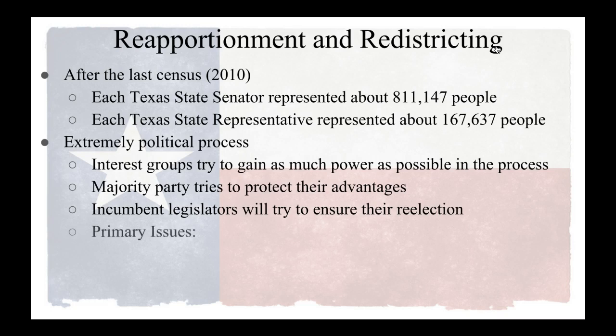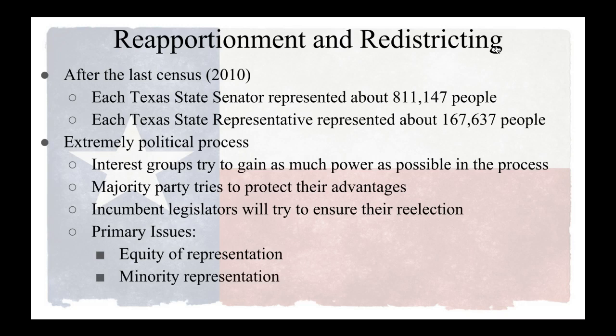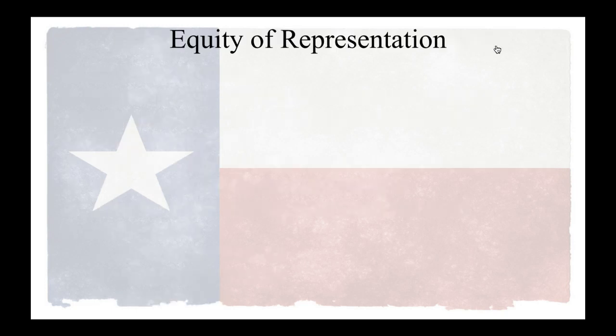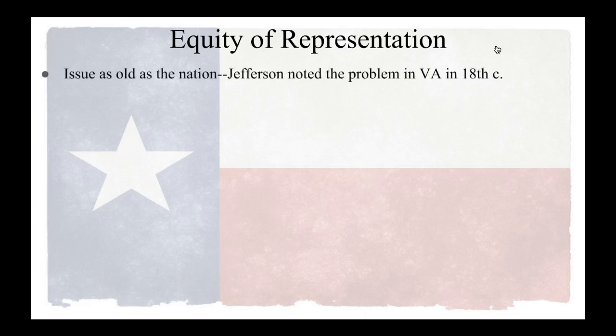So you've got a whole bunch of different things at issue here. There's a bunch of different people who have their finger in the pie trying to influence this process, and so it becomes extremely political. The primary issues that arise out of reapportionment and redistricting throughout history are the ideas of equity of representation and minority representation. The third thing is a process called gerrymandering. And we're going to look at each one of these individually. And so the first problem is this idea of equity of representation.